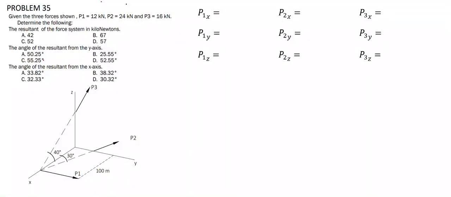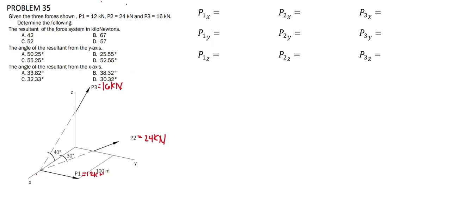So in this problem, we are given three forces shown. We have P1 equal to 12 kilonewtons, P2 equal to 24 kilonewtons, and P3 equal to 16 kilonewtons. And we are tasked to solve the following: the resultant of the force system, and the angle of the resultant from the x and y axis. To solve this, we need to break down each force vector into its individual components.